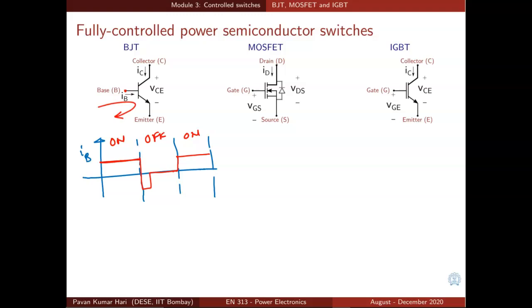Whereas in the case of MOSFET, this gate is isolated. That is why you don't see a connection. Even in the symbol, you don't see a connection between the control terminal and any of the power terminals. Same is the case with IGBT. See, there are two lines which are not together. So that is also represented in the circuit symbol.